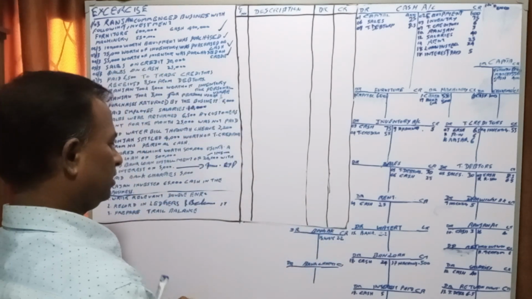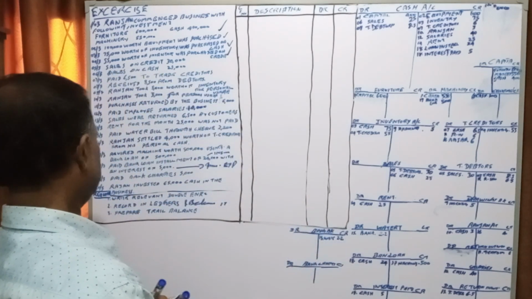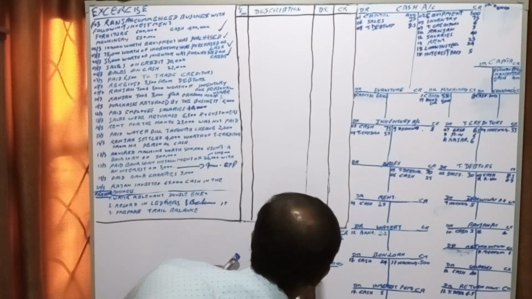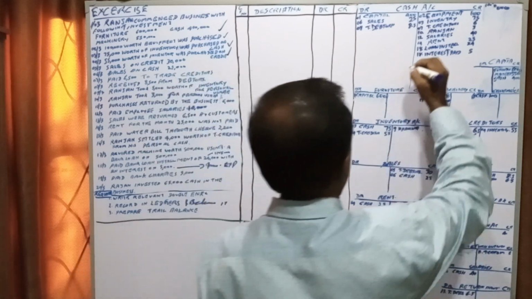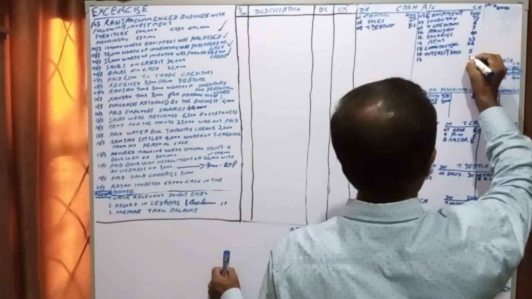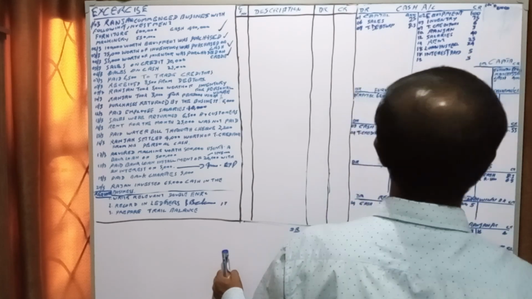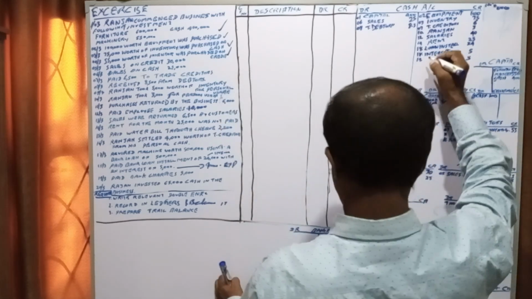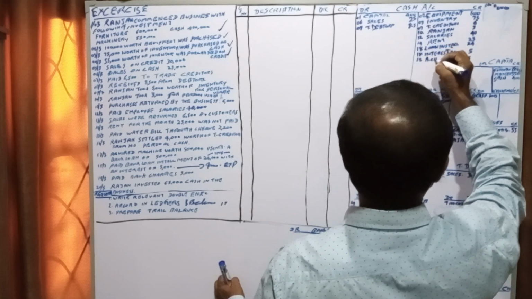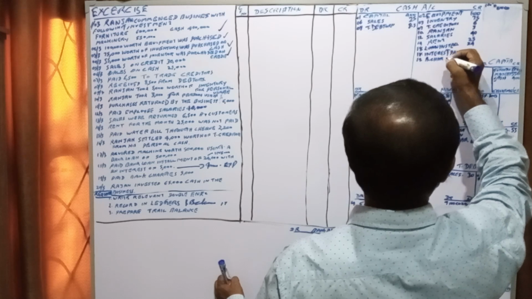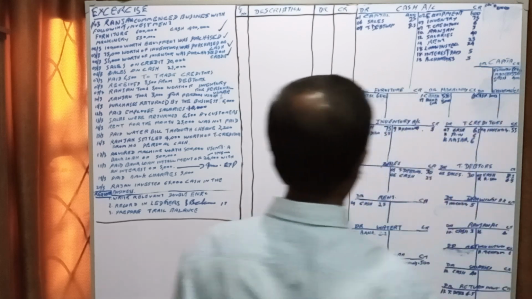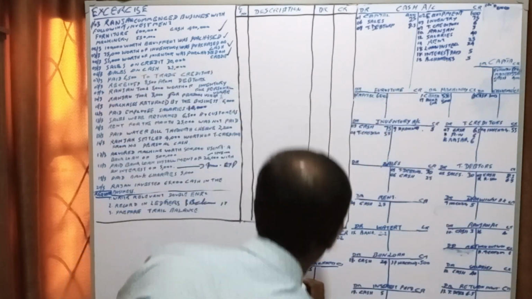Bank charges is an expense. It has been debited by 5,000 on 19th, and the cash account on 19th should be credited with 5,000. Right? This is what bank charges. Bank charges, 5,000. Here you would say cash.